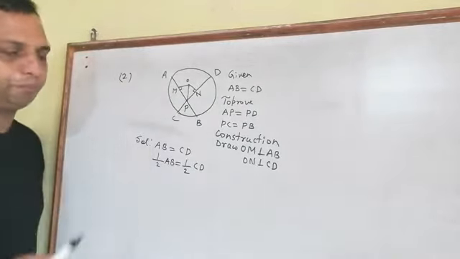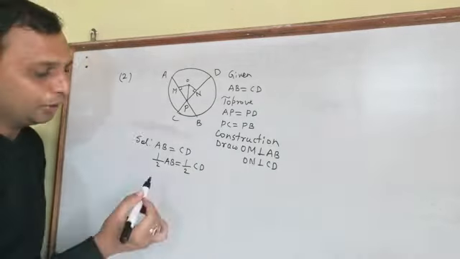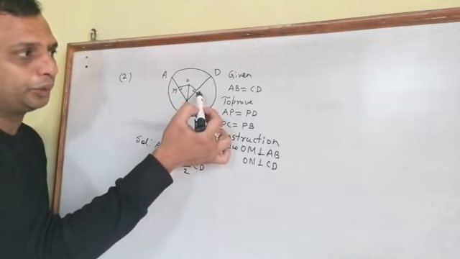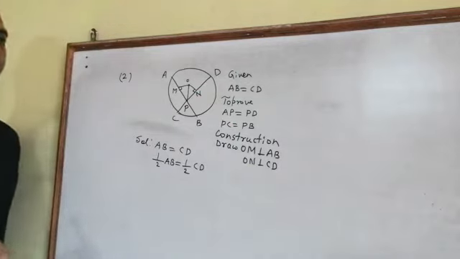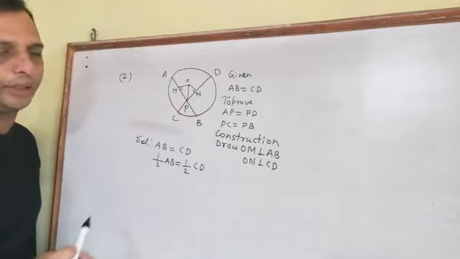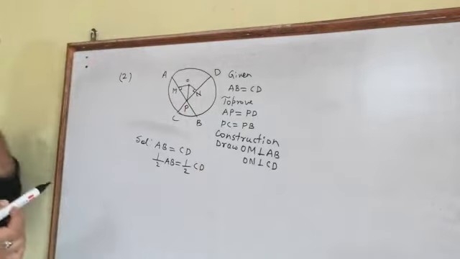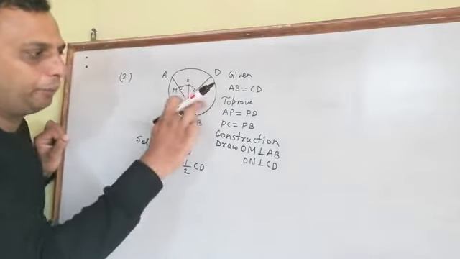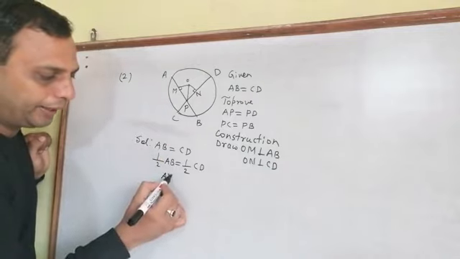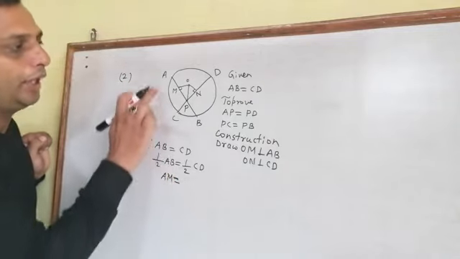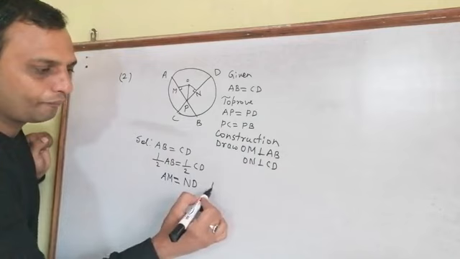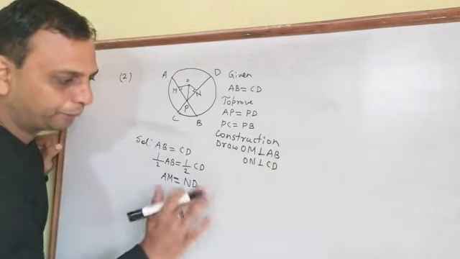So AM will be equal to MB, and similarly here ND is equal to CN, because this ON is also the perpendicular drawn from the center of the circle. It will also bisect the chord into two equal parts. It will bisect the chord at which point? N, and ND will be equal to CN. So in place of half AB, we can write AM, and in place of half CD, we can write ND.